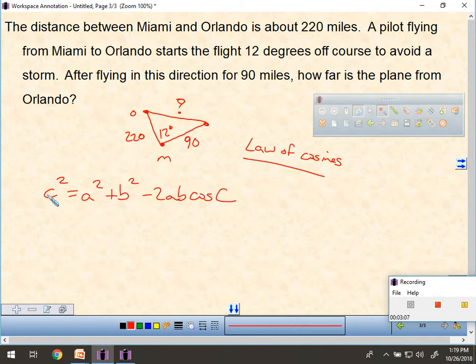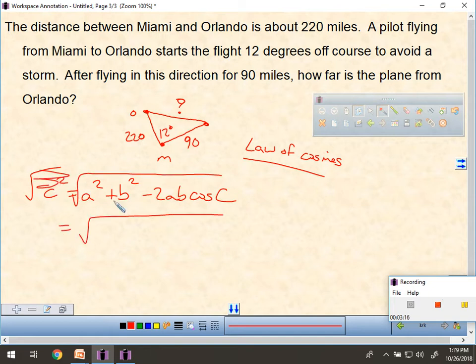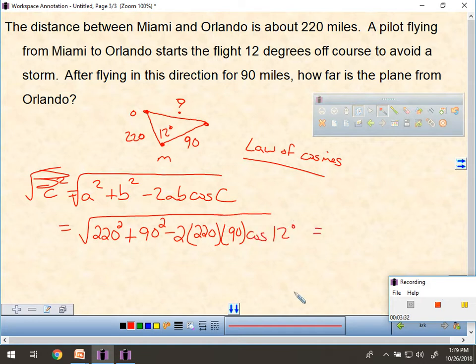And so in this problem, you're trying to find c, so you're going to take the square root of both sides to get that answer. So all we're going to do is plug in the numbers. So literally plug in 220 squared plus 90 squared minus 2 times 220 times 90 times cosine of your angle, which is 12 degrees. Now the only thing that might cause you some problems is making sure your calculator is in degrees mode. But other than that, it's literally just plugging it into the calculator.